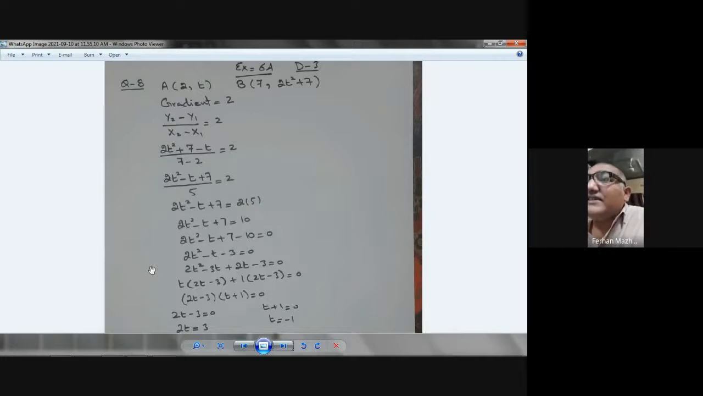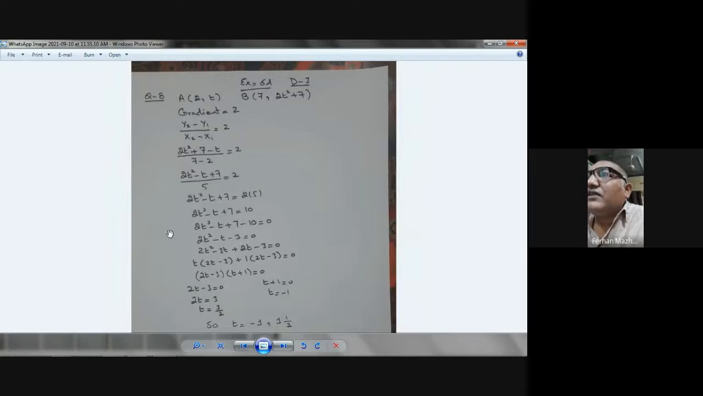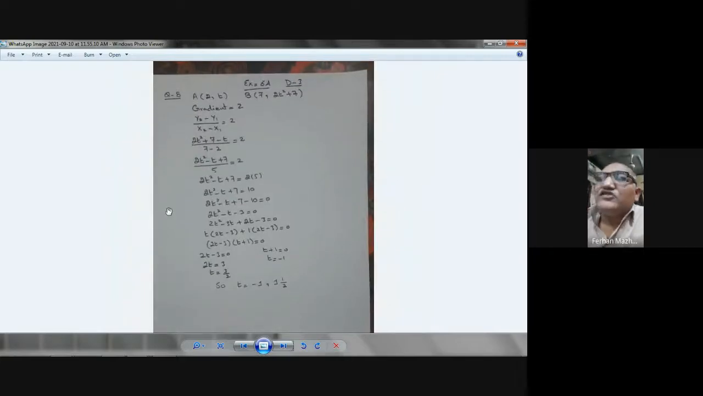So here you can see that the solution is showing up. I think I don't have to say too much. A is (2, t), B is (7, 2t squared plus 7). The gradient is already given, that is 2.